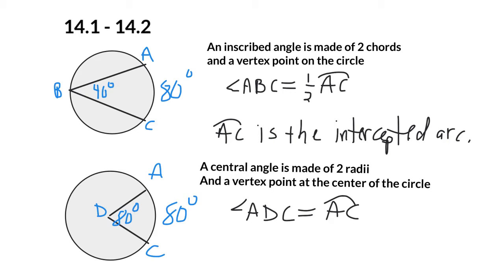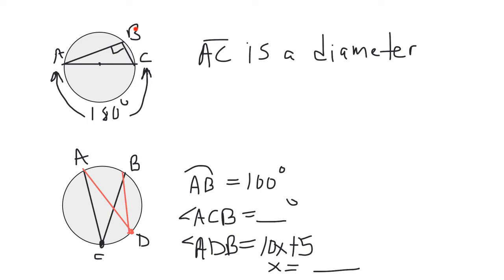This is different than the central angle. The central angle is made up of two radii, and the vertex point is at the center of the circle. In that case, the size of the central angle is exactly equal to the intercepted arc AC. So in this picture up here, we have an inscribed angle ABC. It is 90 degrees, which means that the intercepted arc AC is equal to 180 degrees.